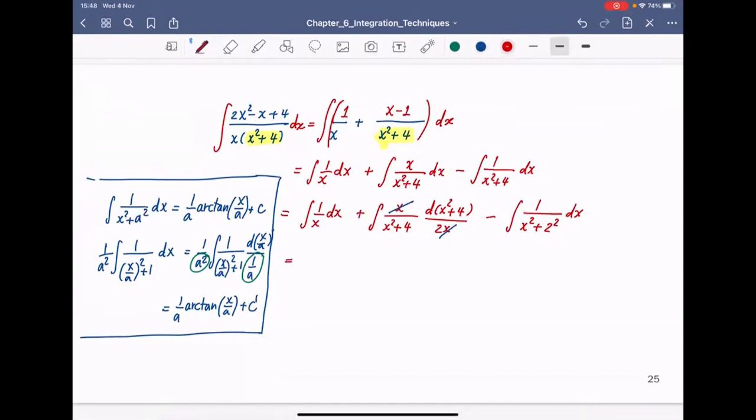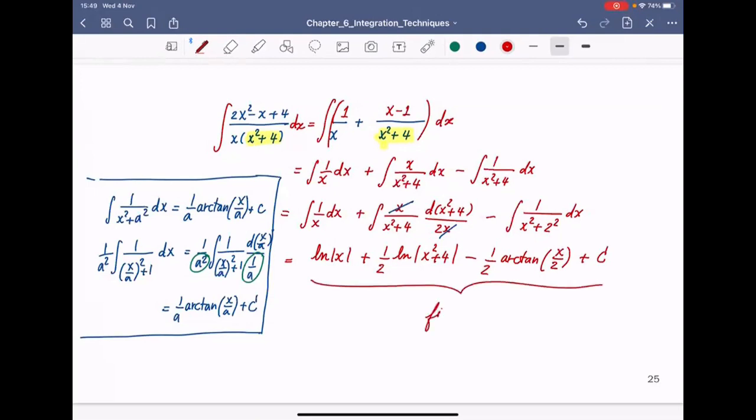And so the answer here is going to be log absolute x plus 1/2 log absolute x squared plus 4, and then minus 1/2 arctan of x over 2 plus c. All right, this is your answer. Any questions? Sounds good, everyone?